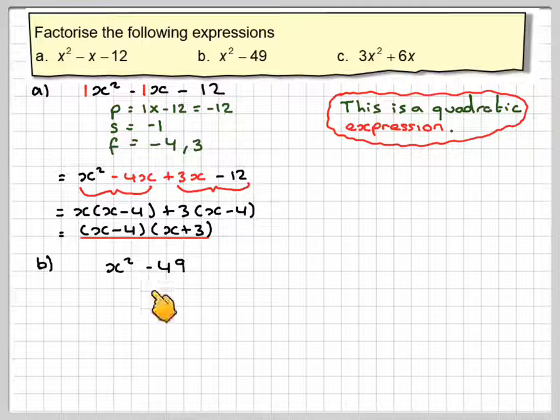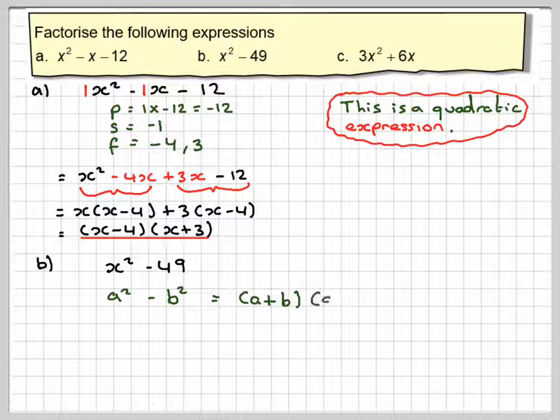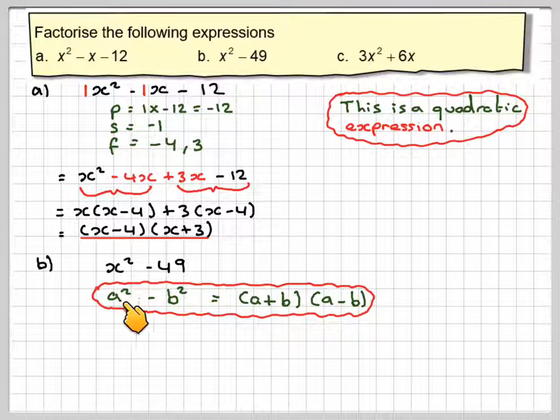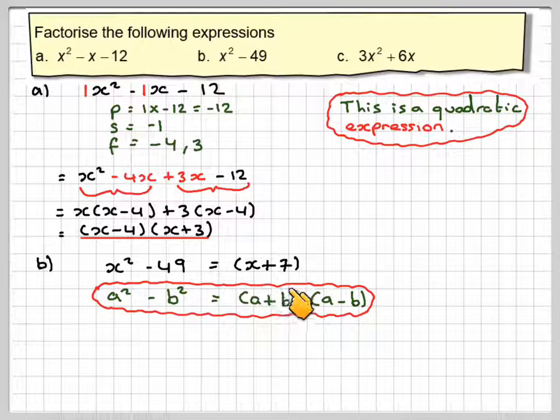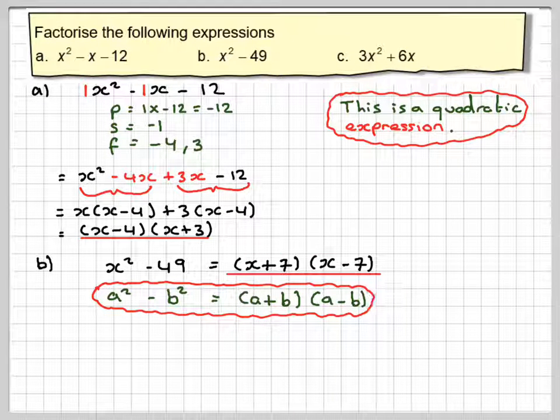B, x squared minus 49. Well, you need to recognise this as type a squared minus b squared. We've got x squared, and then we've got 7 squared, which is 49. And this will factorise down to a plus b, a minus b. This is something that you just need to learn. So this is going to become x plus 7, because a is x and b is 7, times x minus 7.